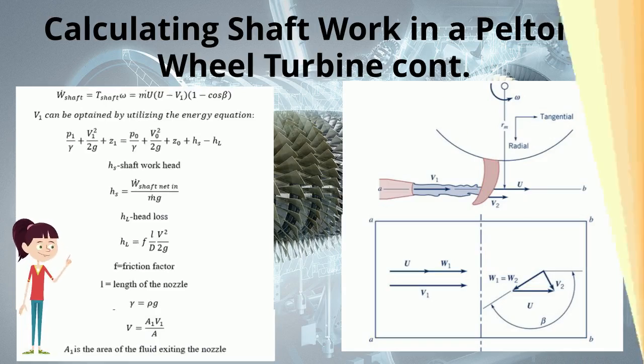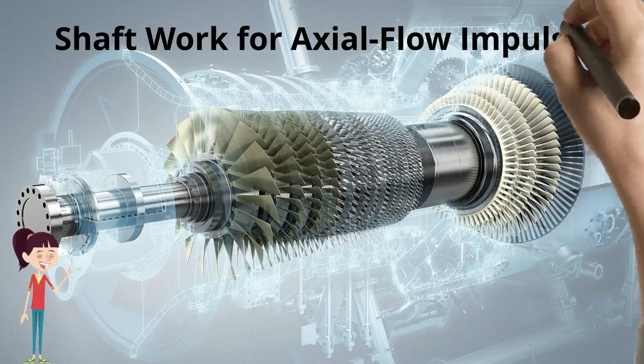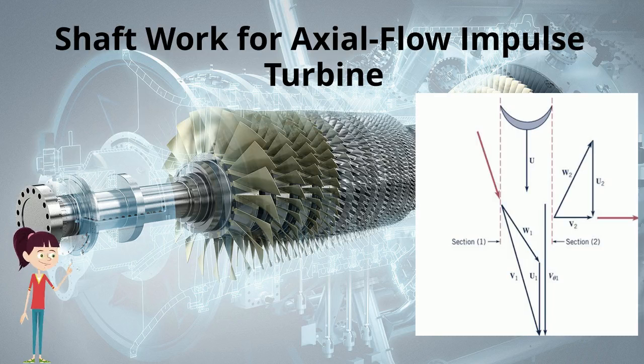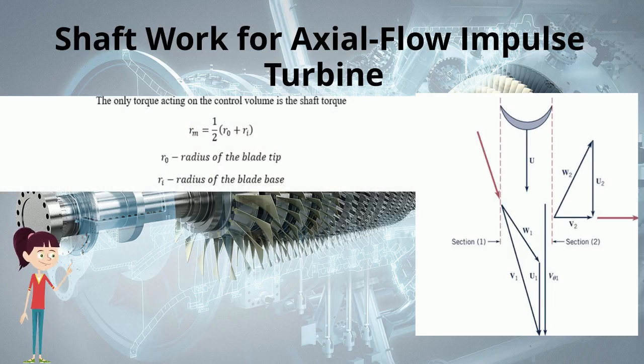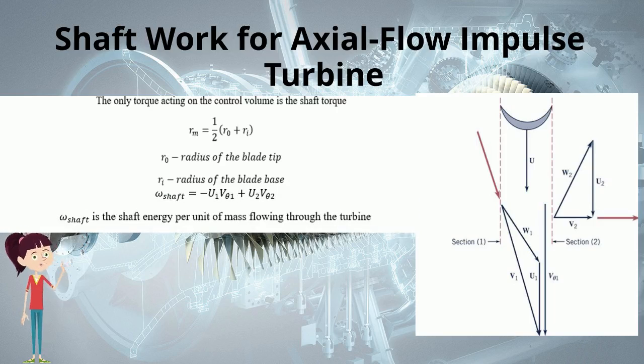We can solve for V1 using the energy equation that we've done before, and all other constants are listed. We can also calculate the shaft work for an axial flow turbine. It is important to note that the only torque on the control volume is the shaft torque. Therefore, the radius is equal to half the radius of the blade tip and the blade base combined. The resulting shaft energy is given by this equation. From this, we can solve for shaft work given here.